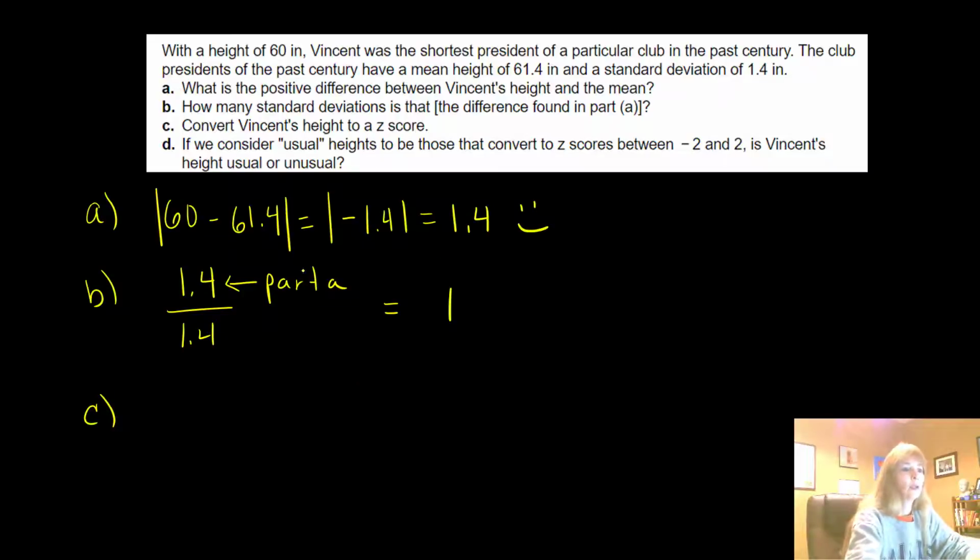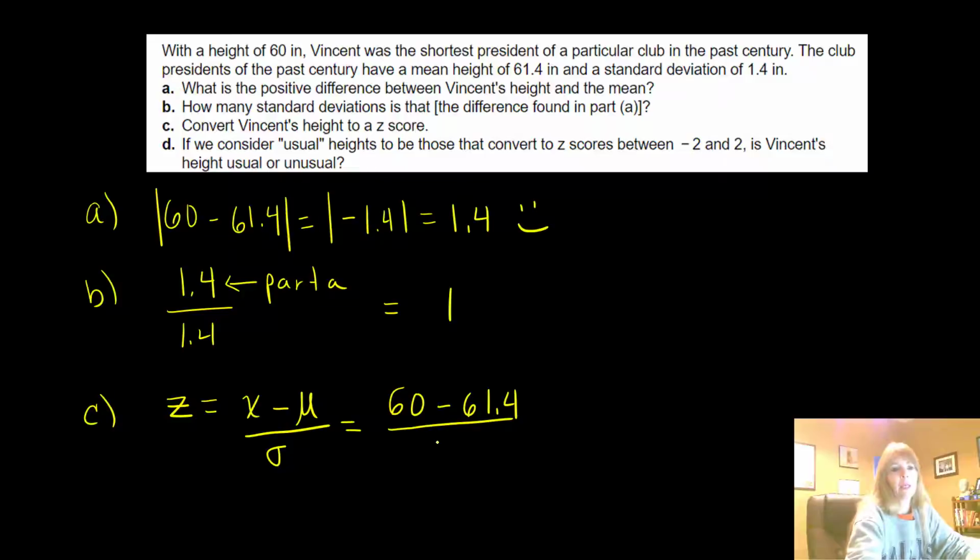And so for the z-scores, there's this nice little formula to standardize: it's your x value minus your mean, divided by the standard deviation. In this case, our x value, our data value, is 60. They told us the mean was 61.4, and then divide by 1.4.